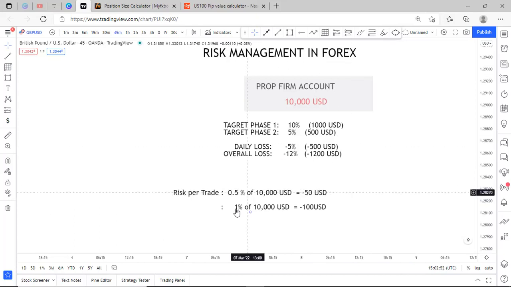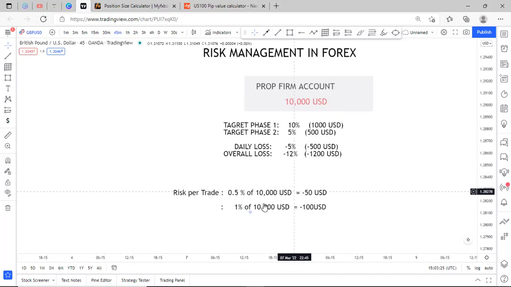But for someone that is risking 1% per trade, that means on every trade, you will be losing 100 US dollar. So now let's take, for example, you took 10 trades in like 2 weeks. That means you already lost 1,000 US dollar, which is too much, okay? Whereas someone with 0.5% risk per trade, by the time you are having 20 trades, and you add losses on the 20 trades, you are losing just 1,000.